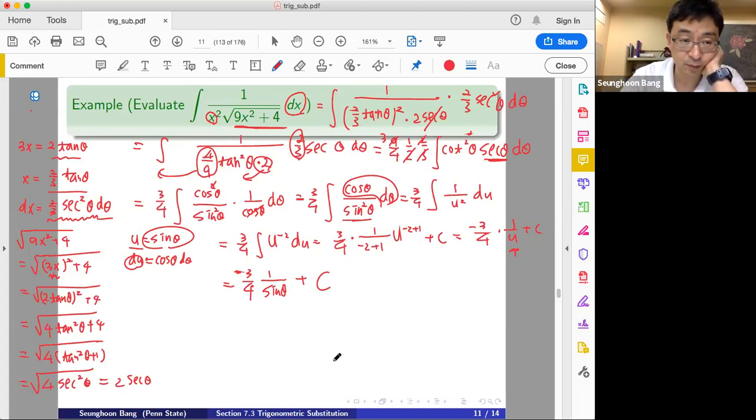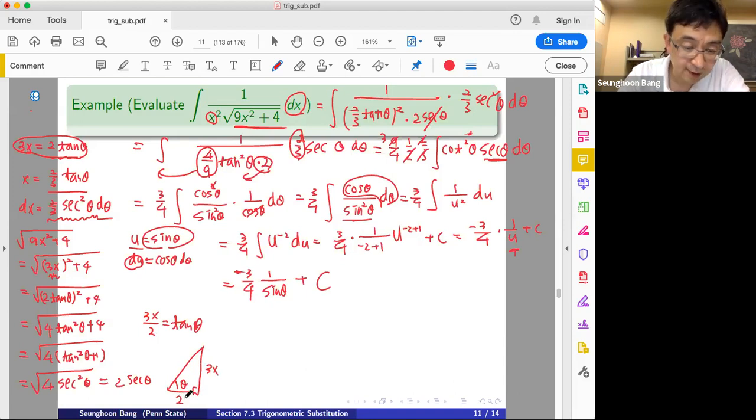The next step: you can change theta back to the x variable using this relation. The 3x equals 2 tangent theta, the original one. You can divide by 2. 3x over 2 equals tangent theta. So you can draw a right triangle. This one. So what is tangent theta?